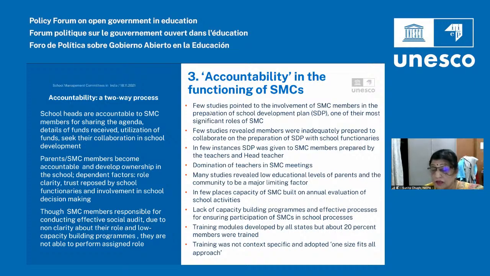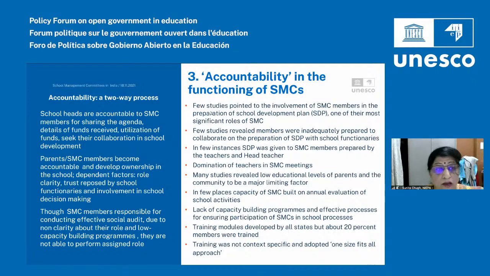It could be used for the capacity building of the school management committees, but only about 20% of them were trained. And the training was not context specific. Each area in India is diverse in terms of geography: there are hilly areas, plain areas, and flood-prone areas. So the training was not context specific and adopted a one size fits all approach. That became one of the major stumbling blocks for capacity building.